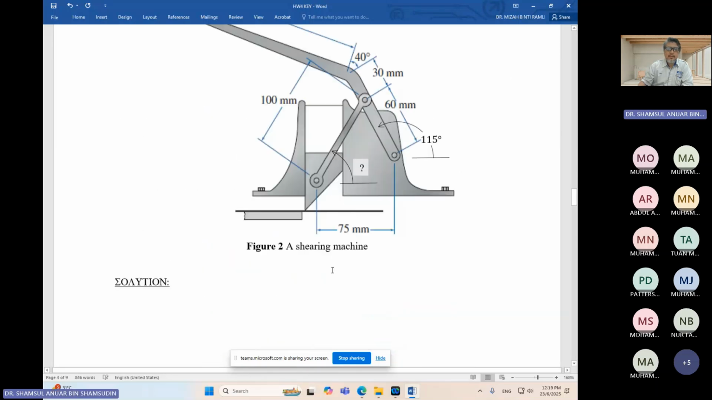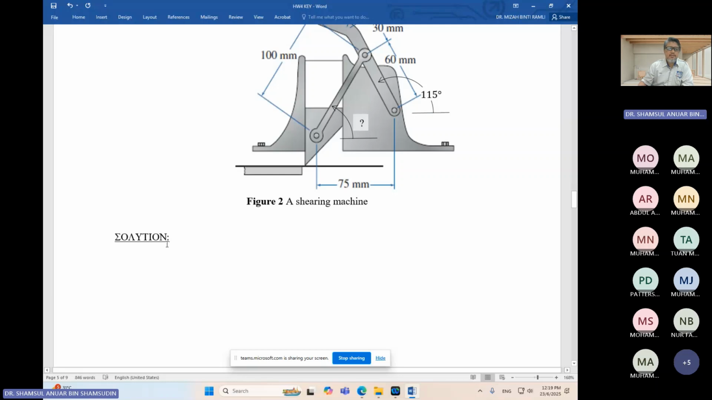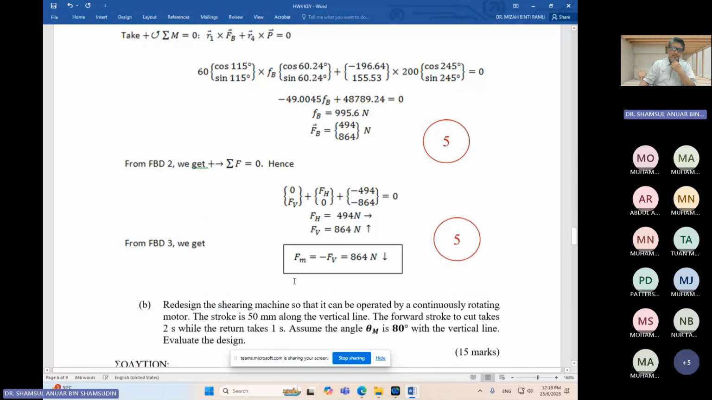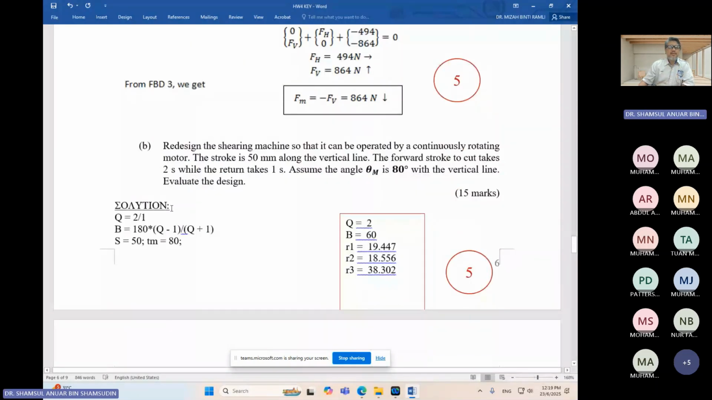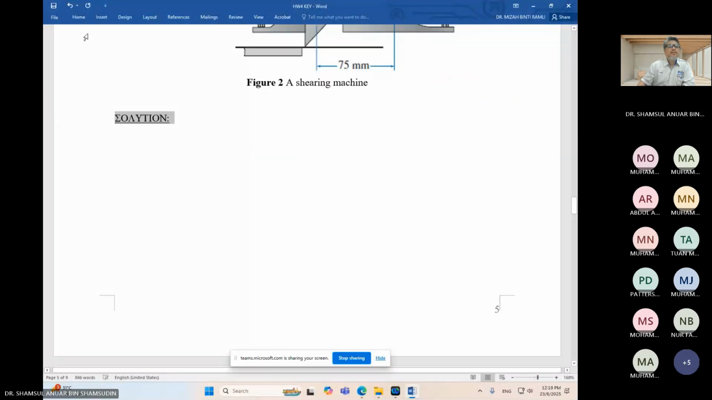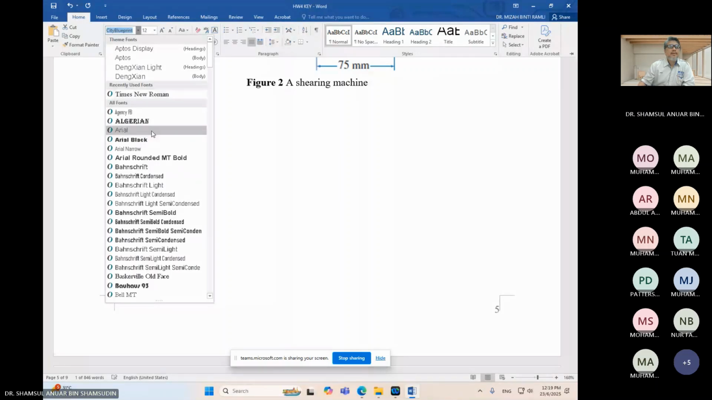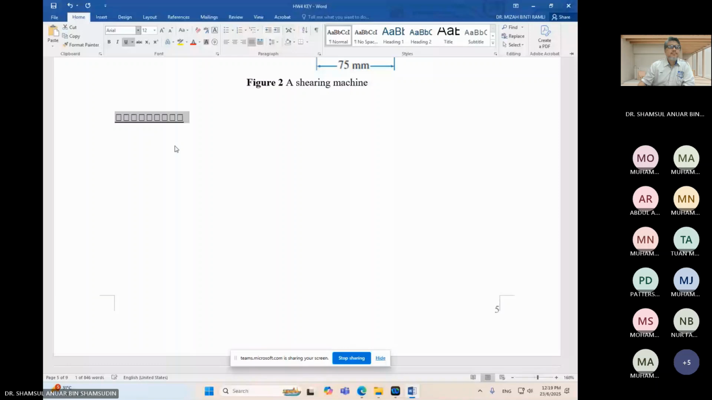Okay, ini tak ada solution. Okay, ini just some statics one. You can go through it. So tak perlu jadi tadi. Right. Ada keluar tu.